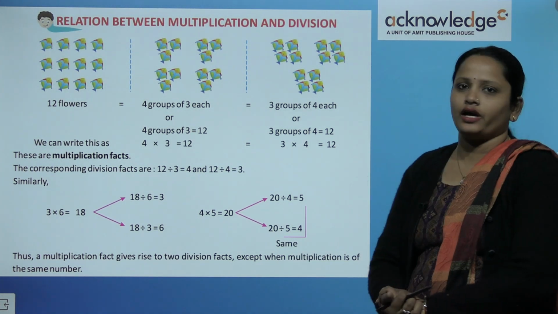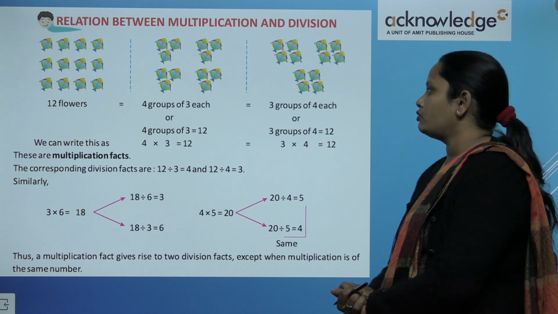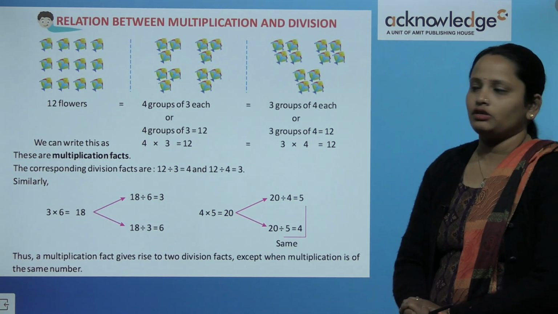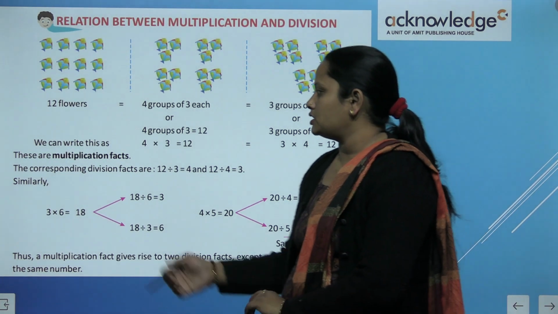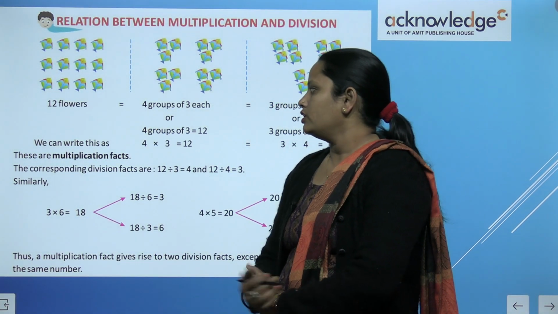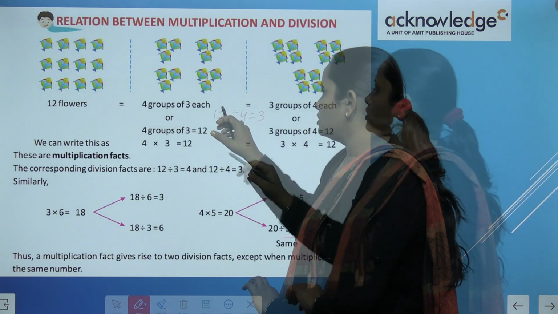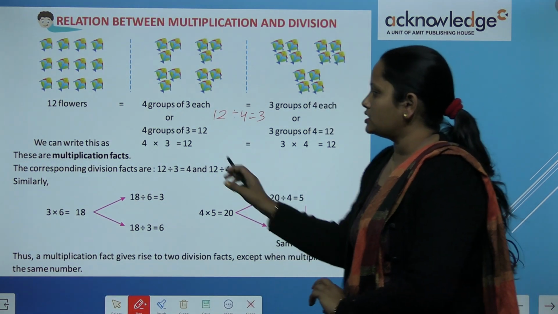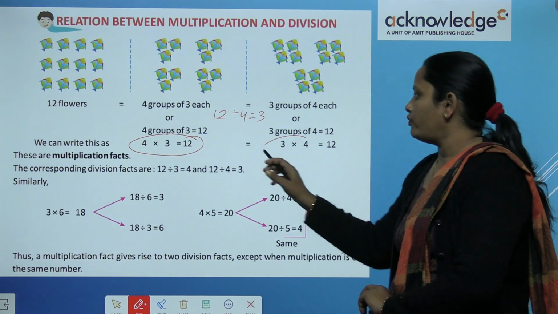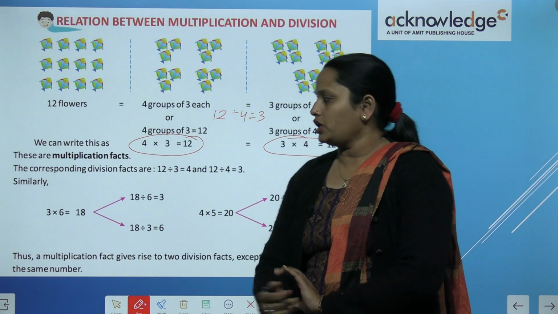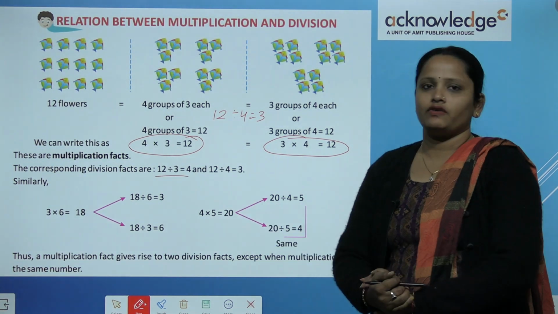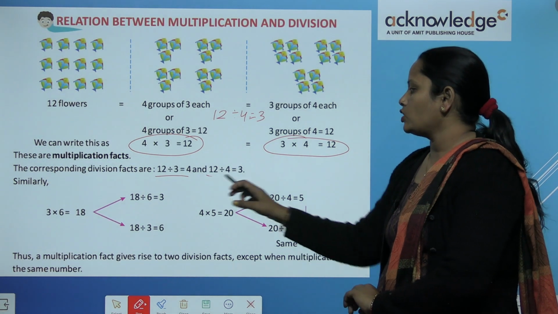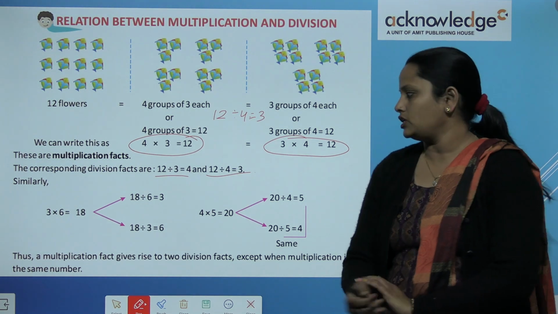Again 3 groups of 4 each. 3 group बनाए हमने 4 के. So we can write 3 multiply 4 is 12. Now these are the multiplication facts for this division. Now the corresponding division facts are 12 divided by 3 is 4 and 12 divided by 4 is 3.